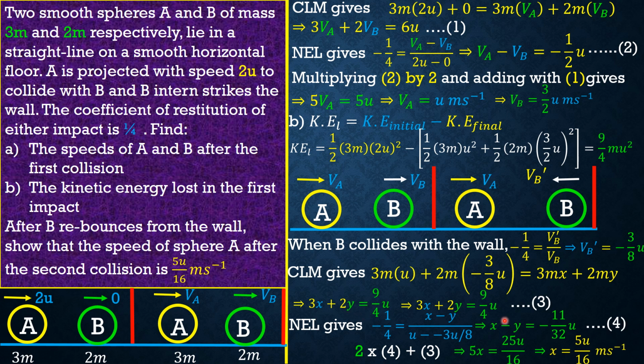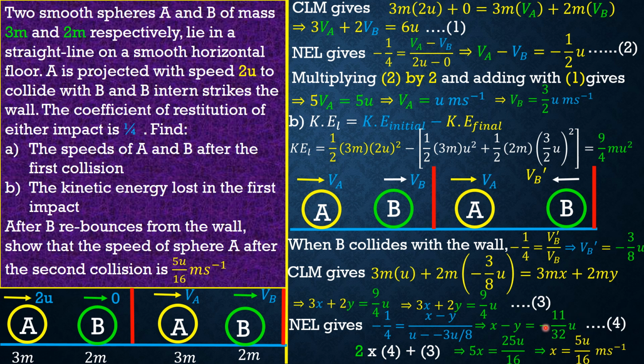Now, if we apply Newton's experimental law of restitution, that is going to give us negative e, which is -1/4, equal to the speed of A minus that of B, which is x minus y, over UA minus UB. UA is VA, which is simply u, minus that of B, which is minus 3u/8. Simplifying that gives us x minus y to be -11/32u.